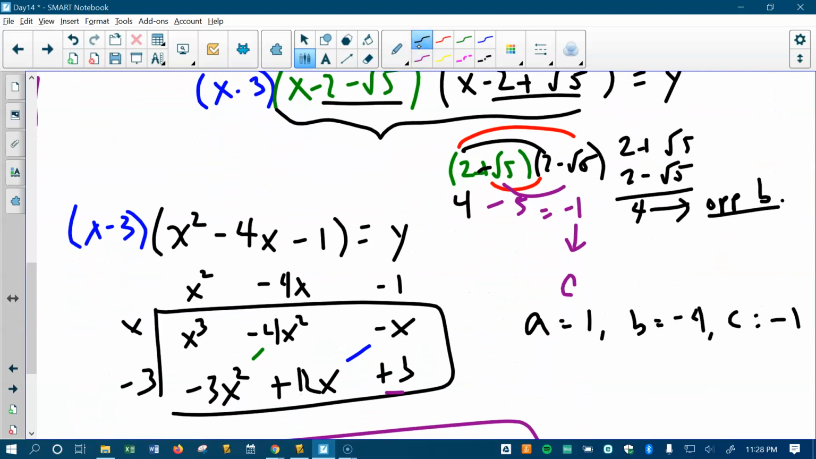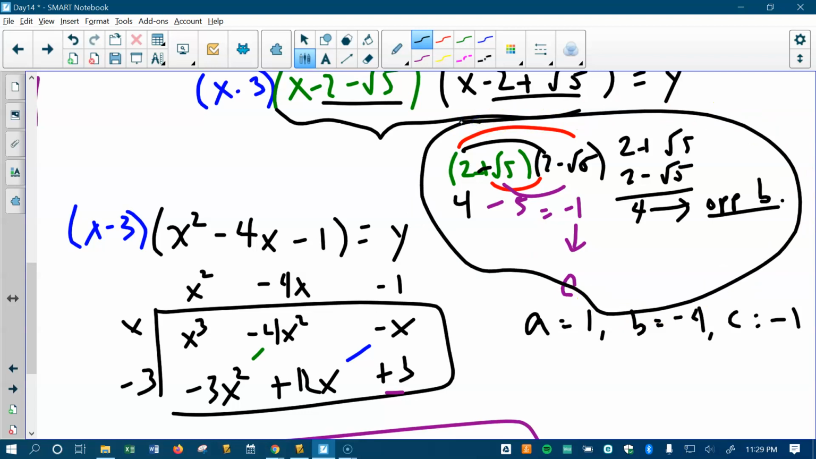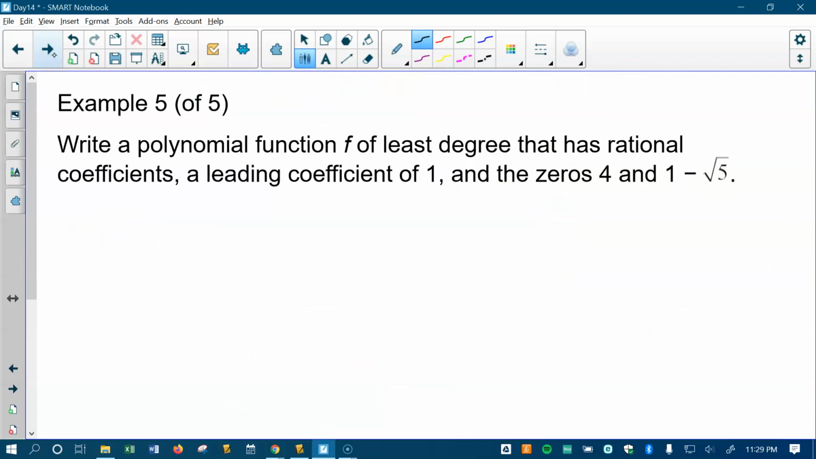And I'll type this part out in the next slide, just so that you're clear on what I actually did there, to be able to take a shortcut to go from that bubble to here. Okay, so this is the last one, right? A polynomial function of least degree that has rational coefficients and a leading coefficient of 1, so that means nothing really, and your instructions will look like that as well. Don't worry about that part. We're looking for a polynomial, and don't ignore that part.